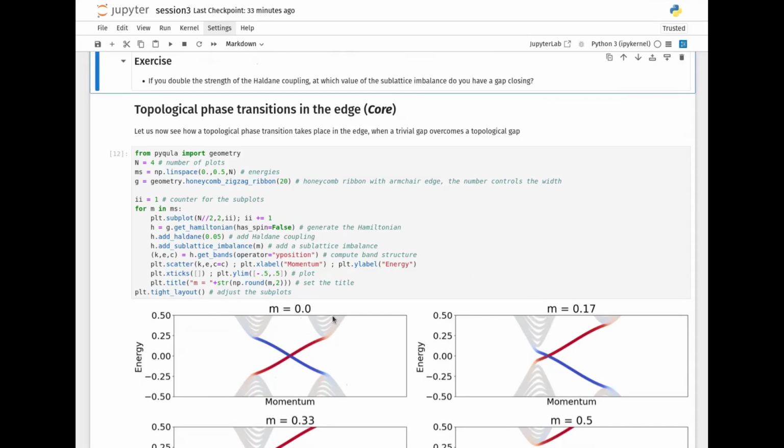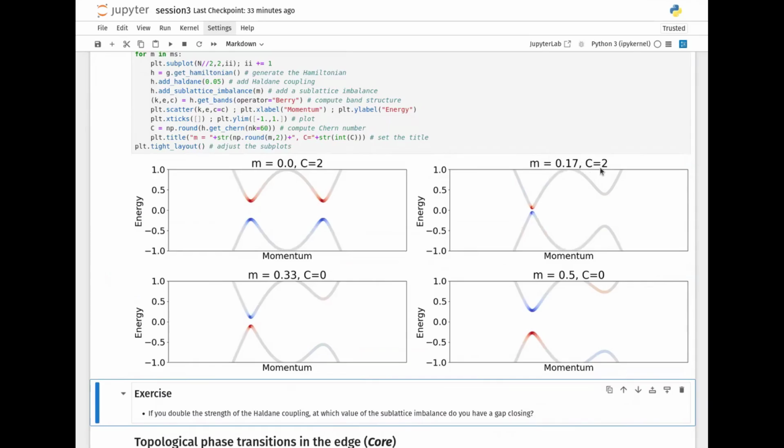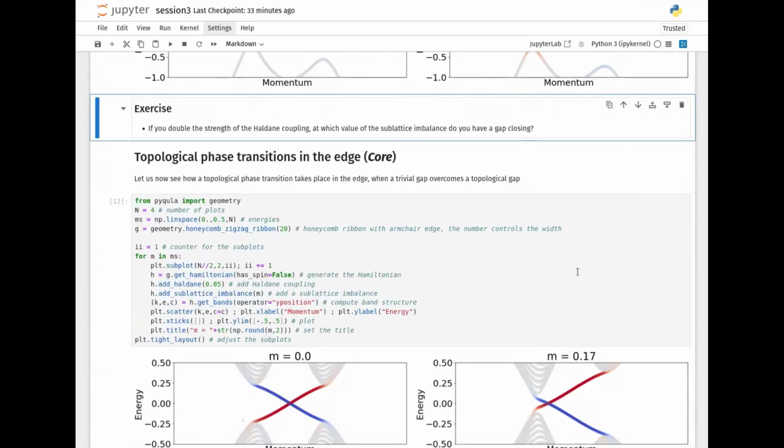Then you start increasing the sublattice imbalance. So you go to 0.17. So this gap starts closing over here, and this one opens. And here you still have two edge states, right? And this means that you have Chern number two. Note that when your gap is very small, you need a very large K-mesh in reciprocal space to get the Chern number accurately. So that's why we actually increase the K-mesh over here.